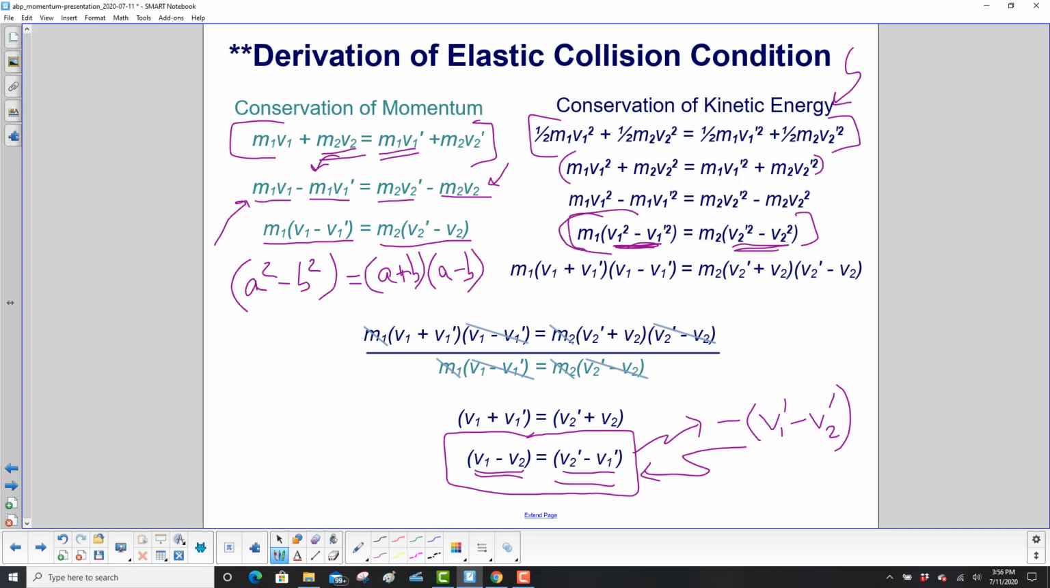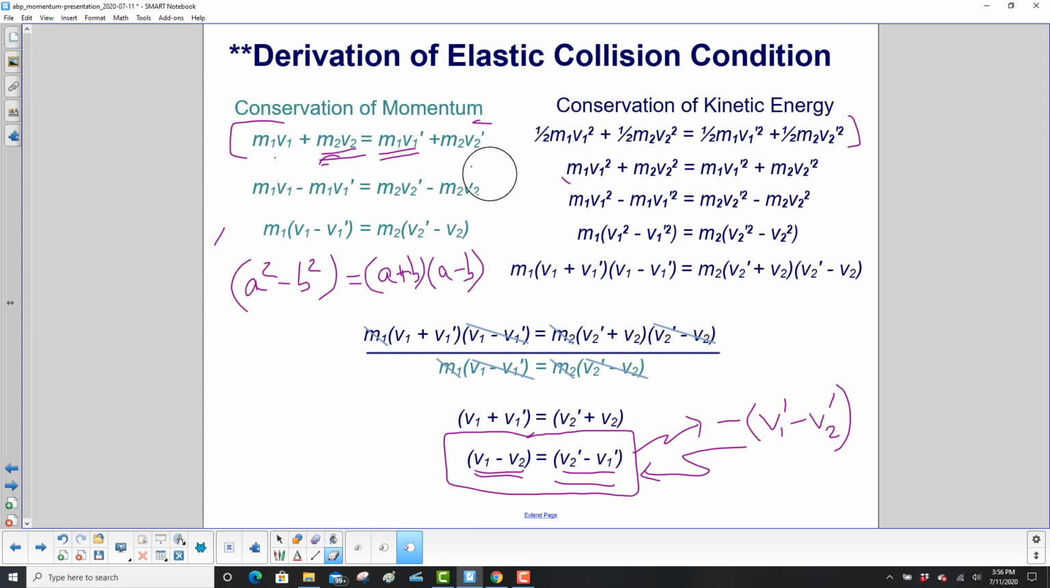So if you look at this, we've got too much ink there, so let me just erase some of that. Try and make it a little clearer. There we go. We have v1 squared minus v1 prime squared. So that will be (v1 plus v1 prime) times (v1 minus v1 prime). On the right side, we have v2 prime squared minus v2 squared. So that's going to be (v2 prime plus v2) times (v2 prime minus v2).